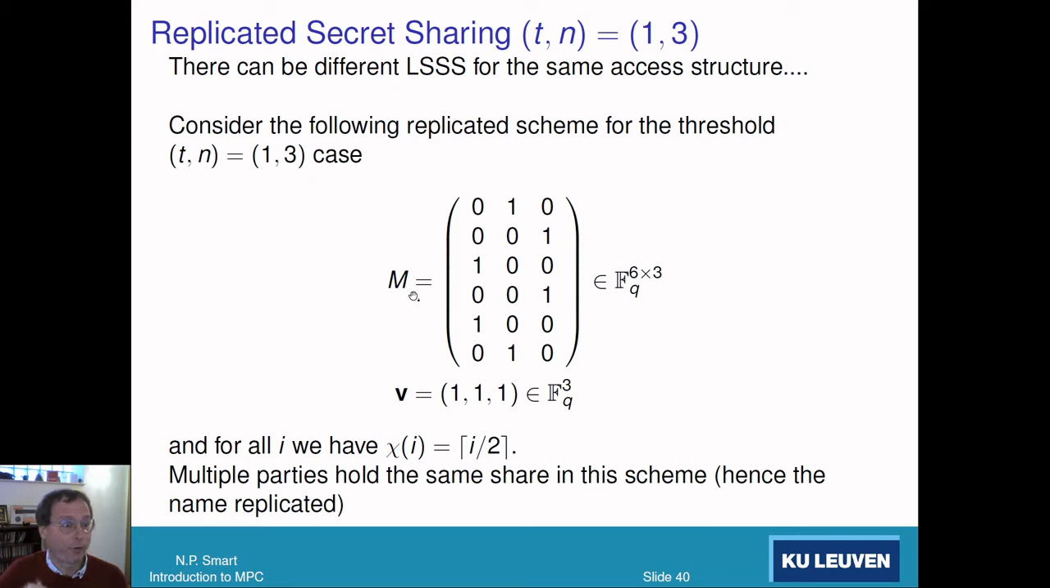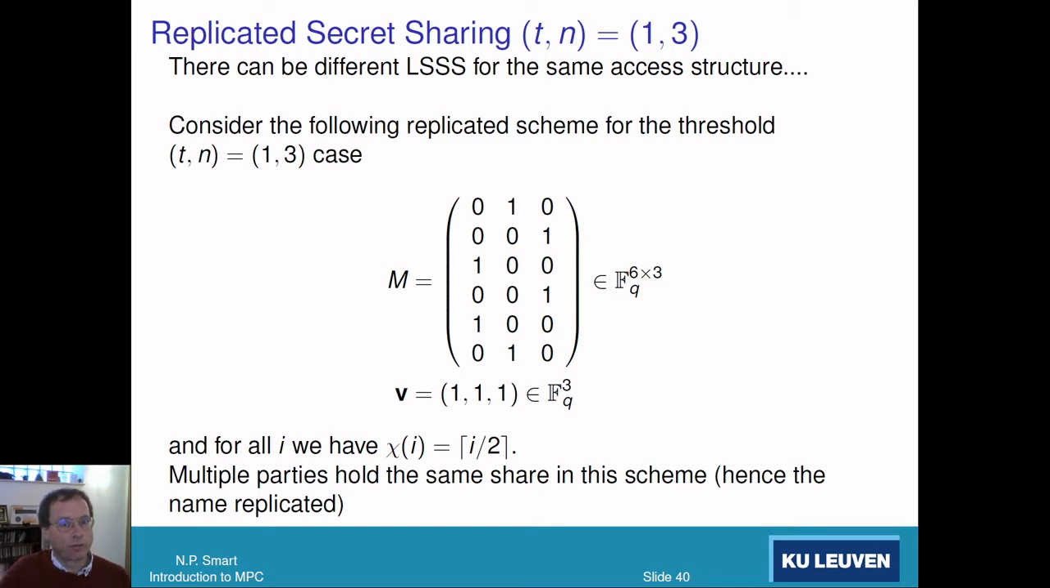Here we want to have 3 parties and we want to share a secret such that 2 of them have to come together to recover the secret. And this is what's called replicated. We have this matrix here, where the first 2 rows correspond to party 1's shares, and you see that they have nothing in entry 1. Rows 3 and 4 correspond to party 2's shares, and they have nothing in the second position. Rows 5 and 6 correspond to party 3's shares, and there's nothing in position 3. The other positions are just taken up by the identity matrix. And then the target vector is 1, 1, 1.